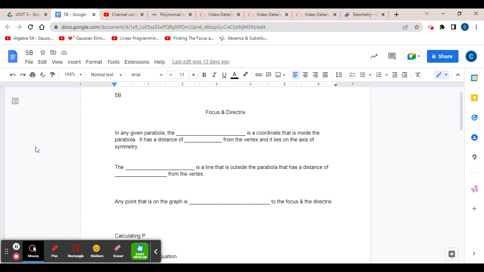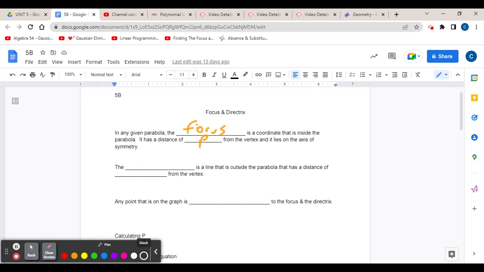All right, 5B notes, focus and directrix. These are unique aspects of parabolic graphs here. So if we have a parabola, the focus is a coordinate that's inside the parabola. It has a distance of p from the vertex, and it lies on the axis of symmetry.